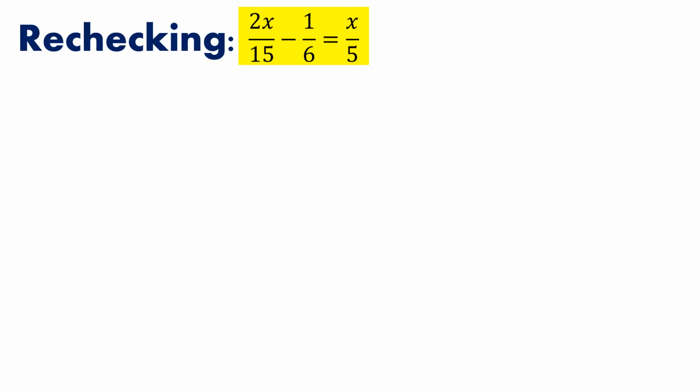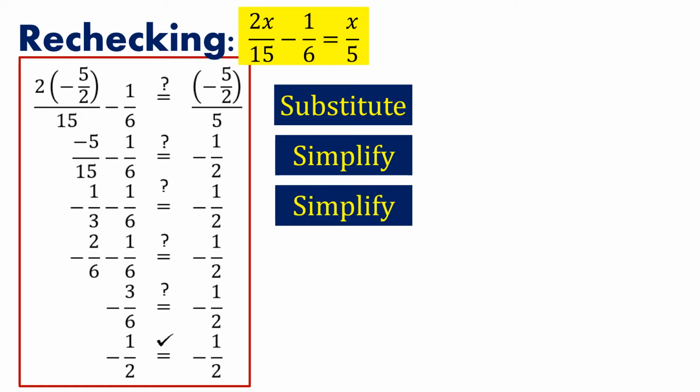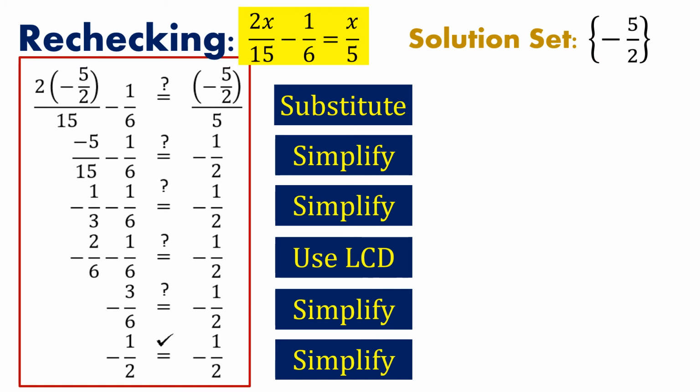This can be verified as follows. Indeed, the solution set of the given rational equation is the set containing -5/2. Let us take a look at example 2.